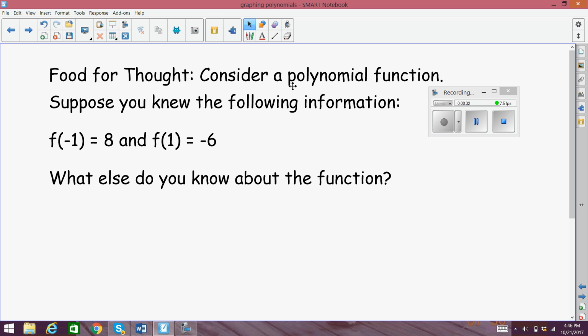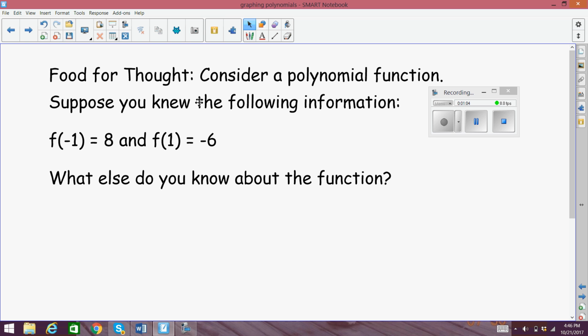What is the domain of a polynomial function? I'll give you a few seconds to think about that. What is the domain of a polynomial function? Okay, so with luck, you all shouted at the screen, all real numbers, or some of you may have even said negative infinity to positive infinity. And you are correct. That means that a polynomial function is continuous from negative infinity to positive infinity.